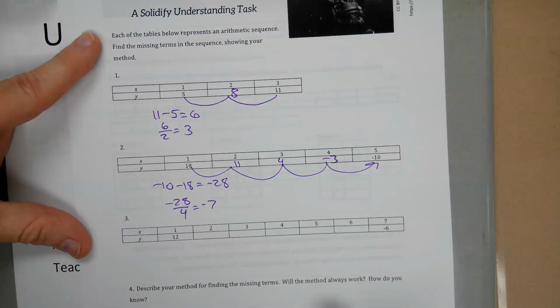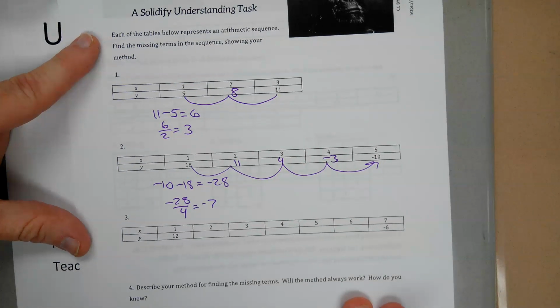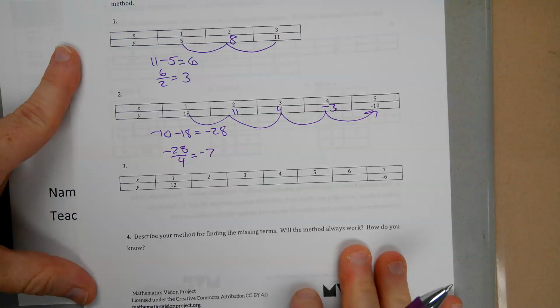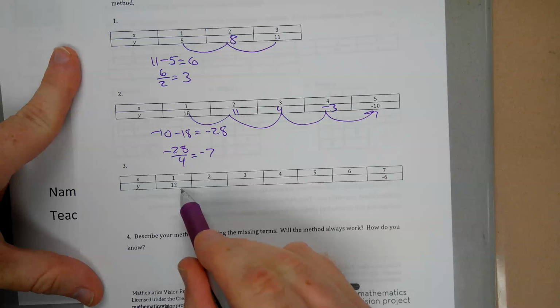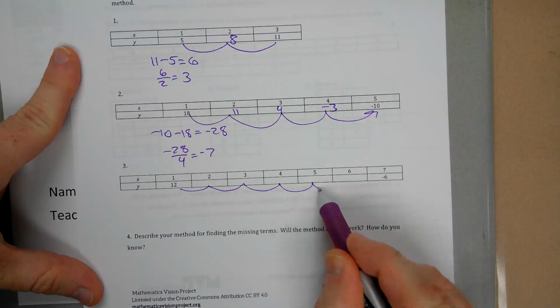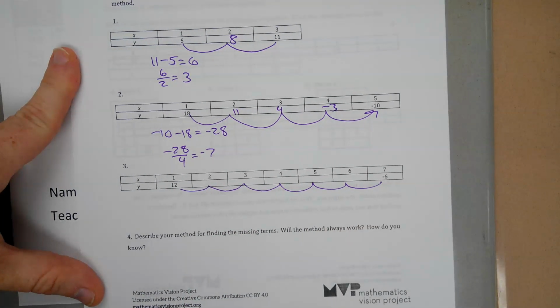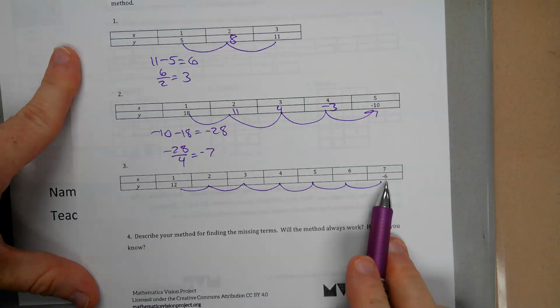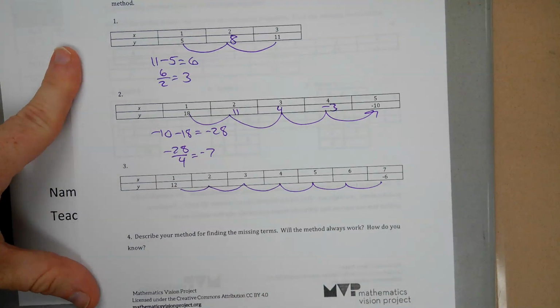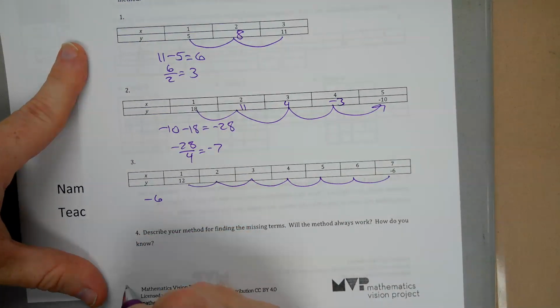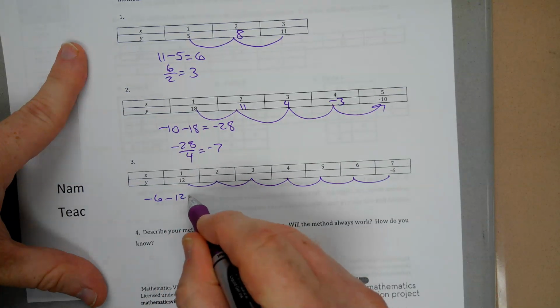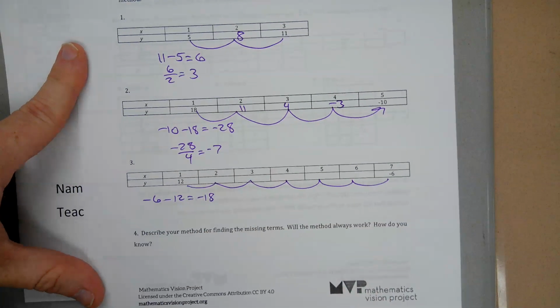So that is a good way of doing it. So that's valid. Now, number 13, a little bit lengthier. 1, 2, 3, 4, 5, 6. Okay, so this one has 6 skips. It ends at negative 6, starts at 12. So, last minus the first, that's negative 18.